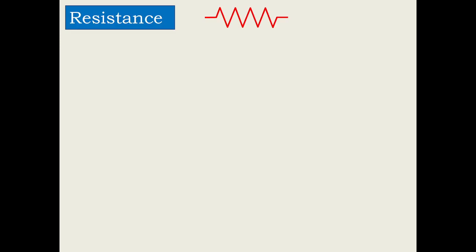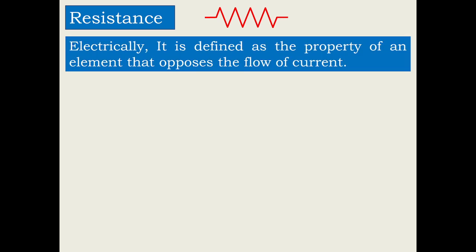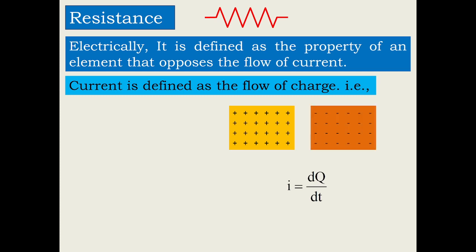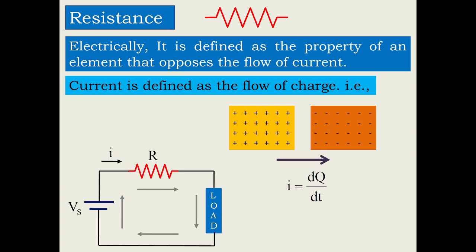You can see a symbol of resistance and the resistance. Electrically, it is defined as the property of an element that opposes the flow of current, and current is defined as the flow of charge. Mathematically, it can be shown as I is equal to dq by dt. dq indicates the flow of charge with respect to time, that is why it is dt. So you have positive charges and negative charges separated by a small distance. If at all you cross the vicinity of that area, current starts flowing from higher potential to lower potential.